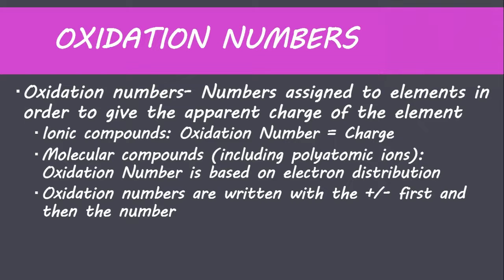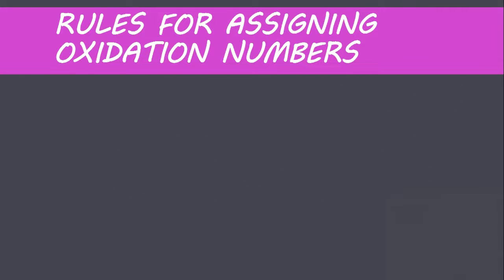For molecular compounds, and that does include polyatomic ions within an ionic compound, those are based on how the electrons are distributed around the atom within the molecule. The way we write oxidation numbers is we write the charge first, the plus or minus sign first, and then we write the number. So there are certain rules for assigning oxidation numbers. You have them, so we need to fill those in.